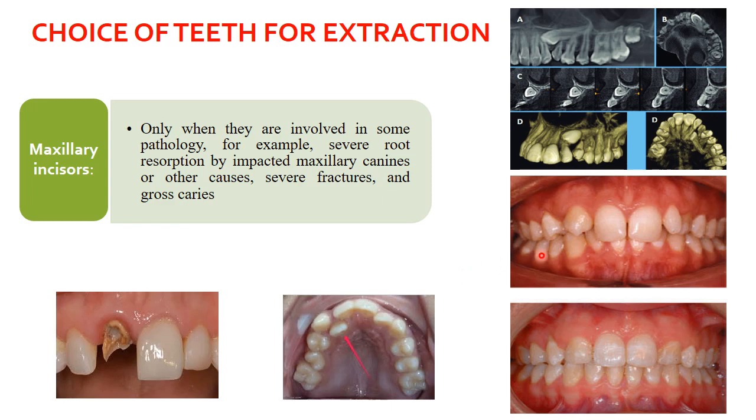And there are certain cases when we have a congenital missing lateral on one side, but we have the lateral on the other side. In those cases, we prefer to do extraction to keep the symmetry of the arch. So we are going to extract the other side lateral and we do a prosthetic treatment or whatever to keep the symmetry of the arch.